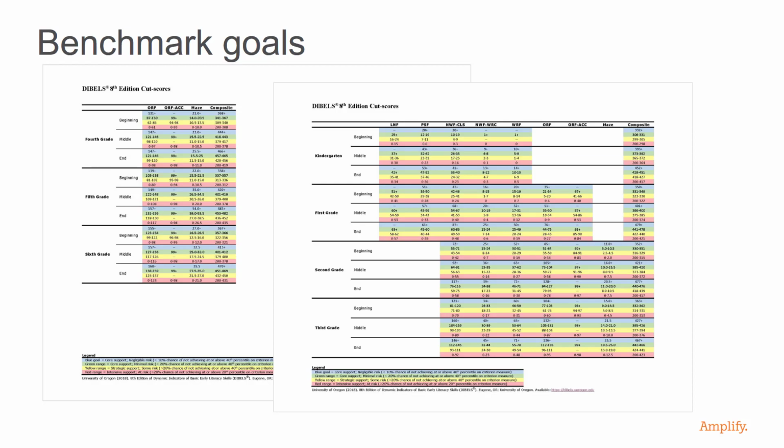Students at benchmark are likely to be performing at grade level by the end of the year and are found in the 40th percentile or higher. Those below benchmark are likely to be scoring below grade level at the end of the year and are found in the 20th to 40th percentile. Students well below benchmark are likely to be scoring well below grade level at the end of the year and are found at the 20th percentile and lower.